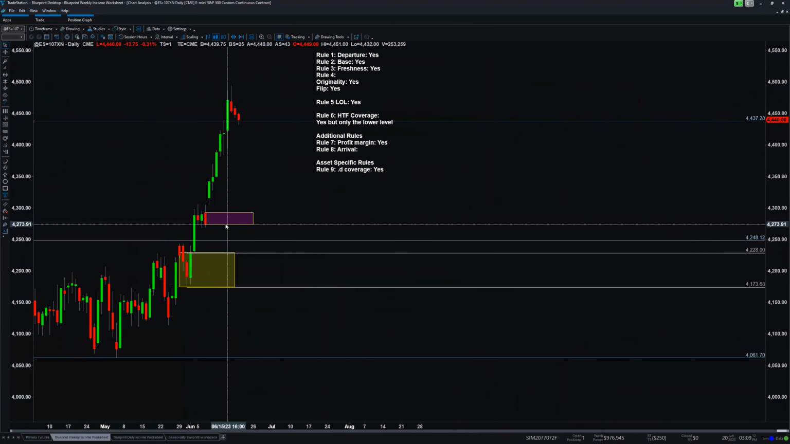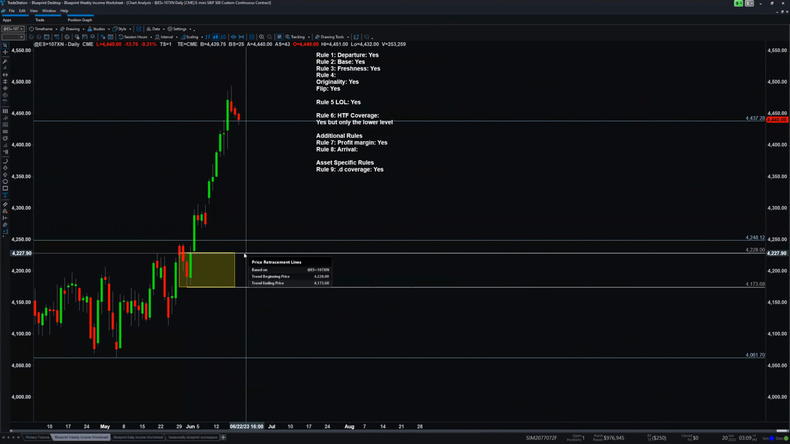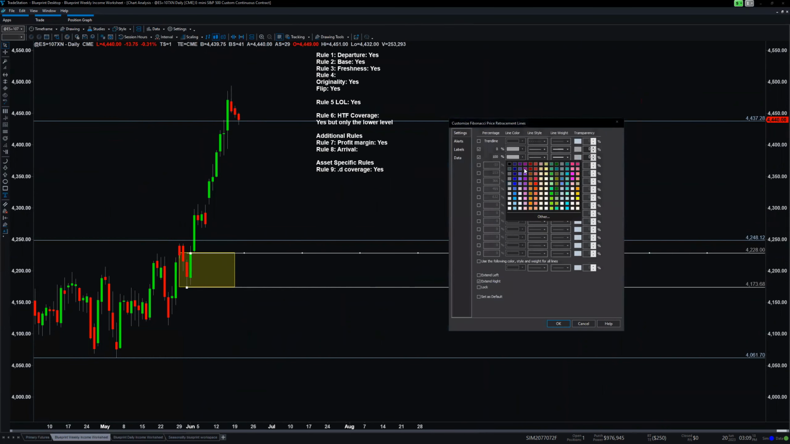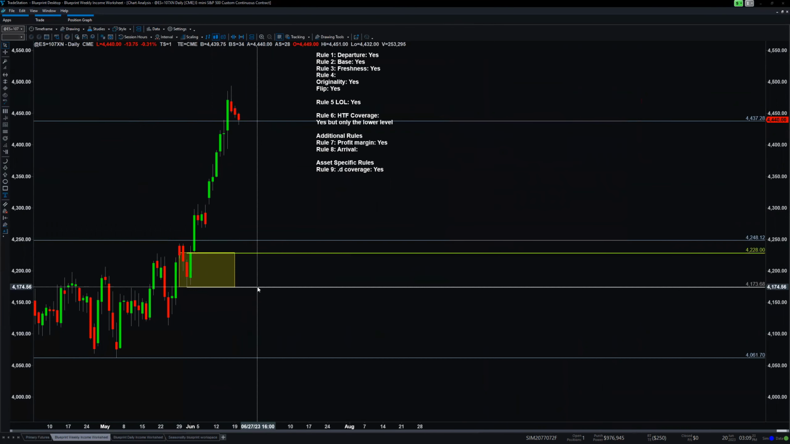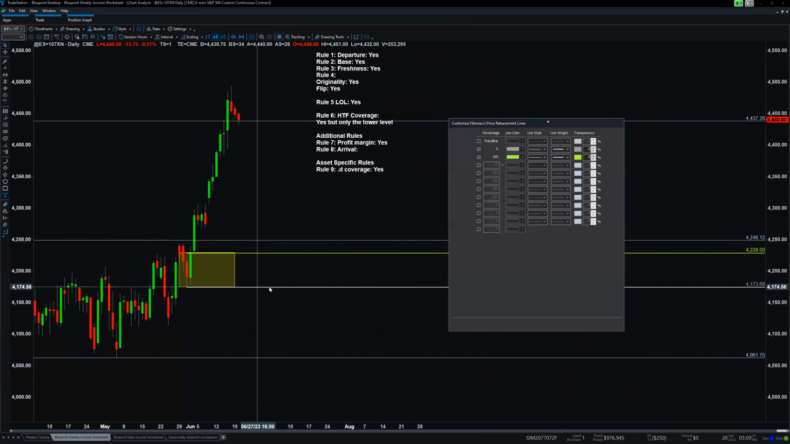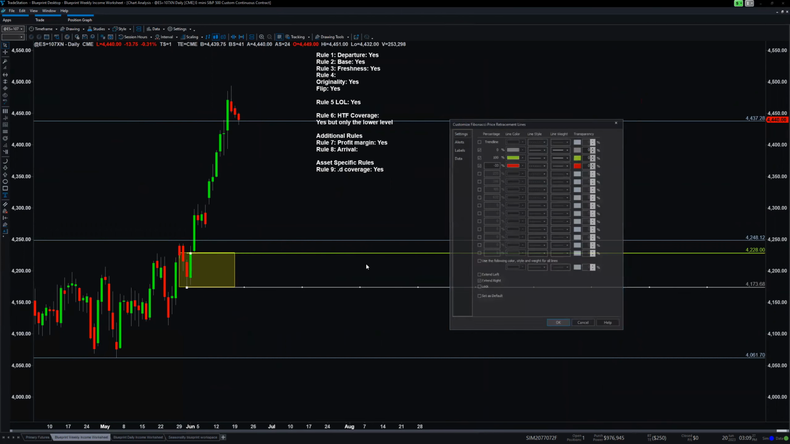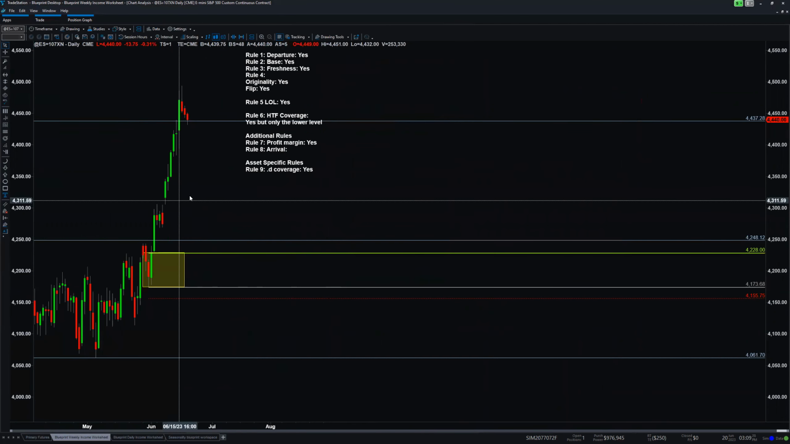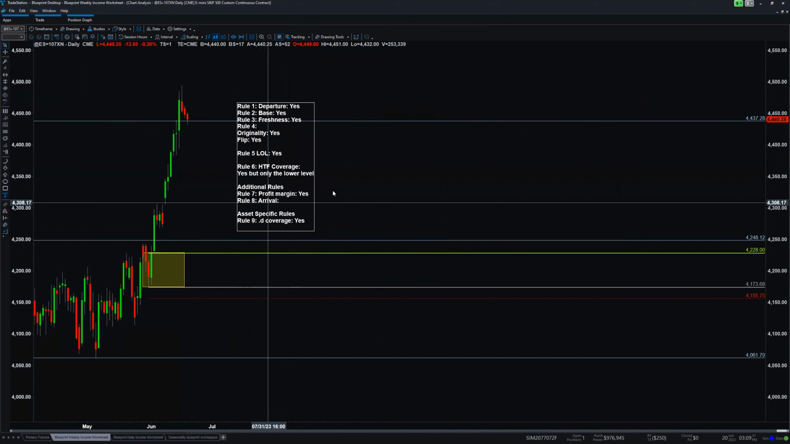That first one I don't care about. This one is the one. Entry. Stop loss. Here we go. That's our set.